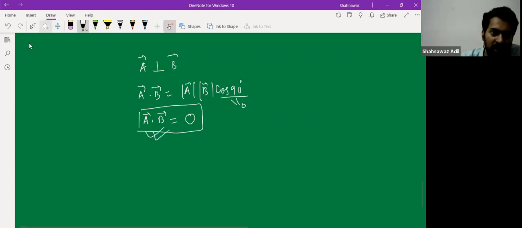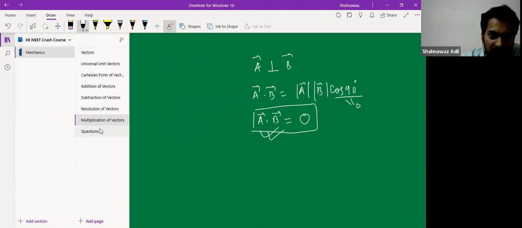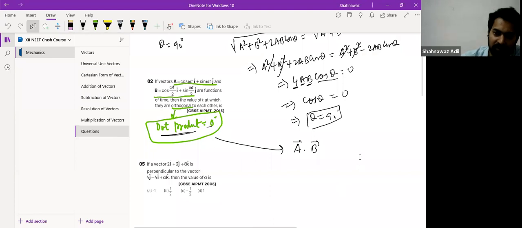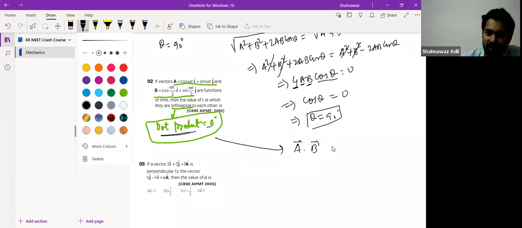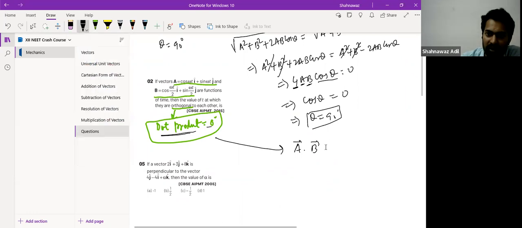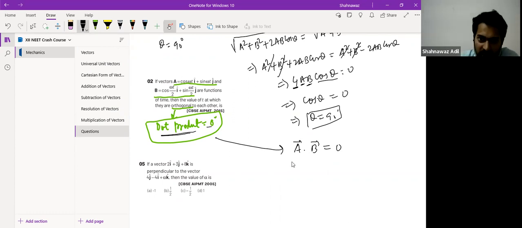Okay, understood. So back to the question. Where was I? So we are going to calculate that A dot B is 0. So tell me, what is A dot B? A is what?